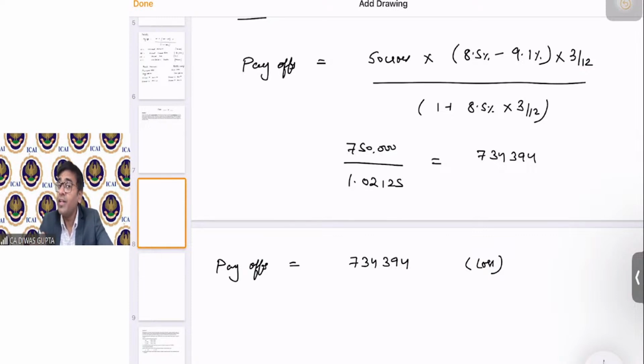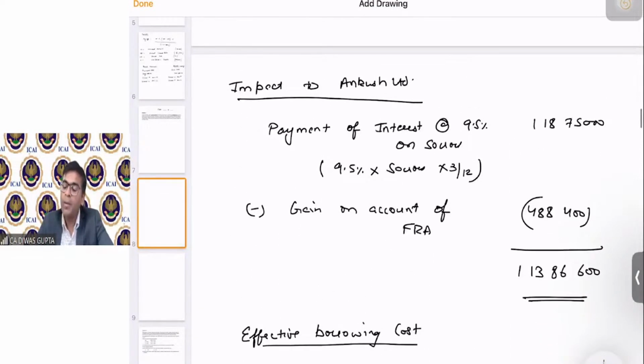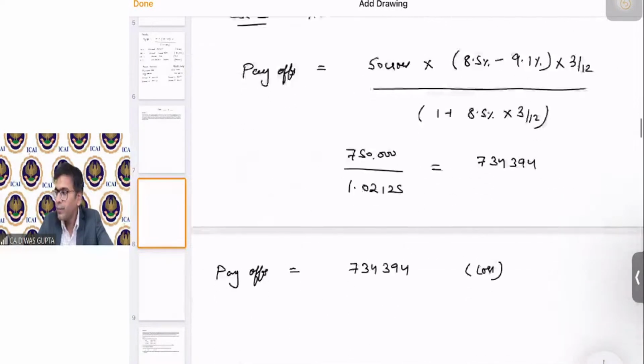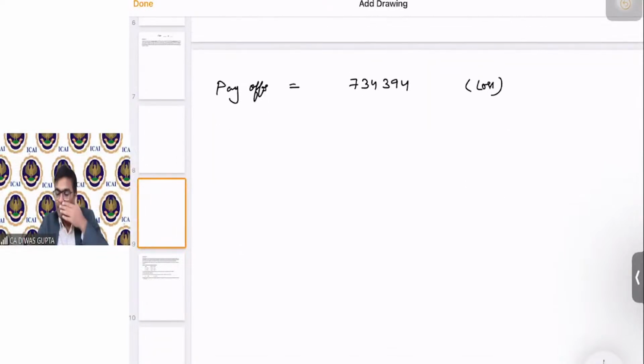But the use of FRA is significant. Had the FRA not been there, the open market interest rate is 9.5%. He would have ended up paying 1 crore 18 lakh 75,000 instead of now, which is 1 crore 13 lakh 86,600. Okay. Yes, Kusuma and Mansha. 7,34,394. Perfect. This is the payoff.